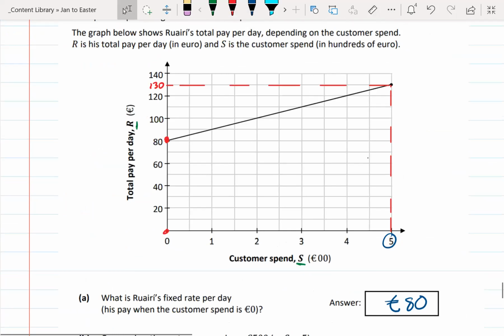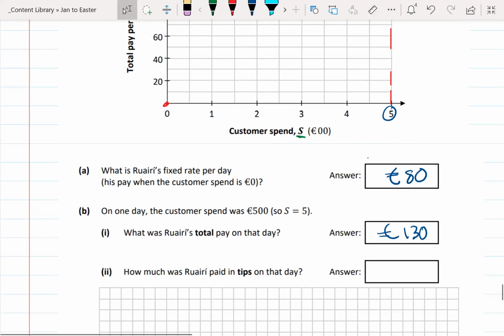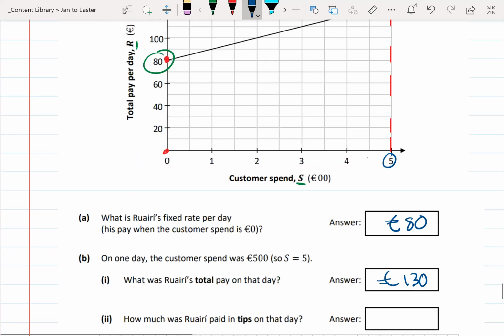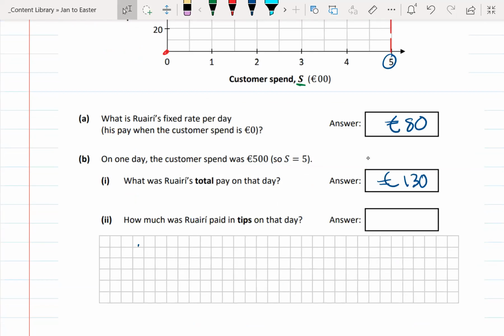How much was Rory paid in tips on that day? So he earned this amount that day, and he was going to earn 80 euros anyway. So what was his tips? Well, it's the difference between the 130 and the 80. Subtracting 130 minus 80, we get 50. So 50 euros was his tips that day.